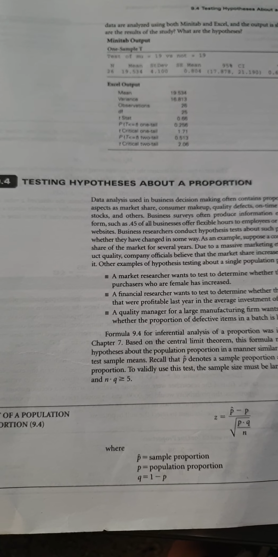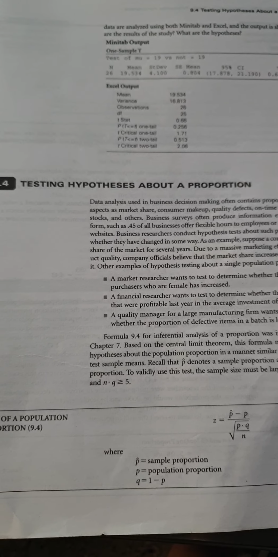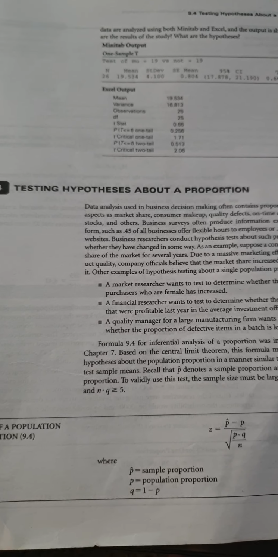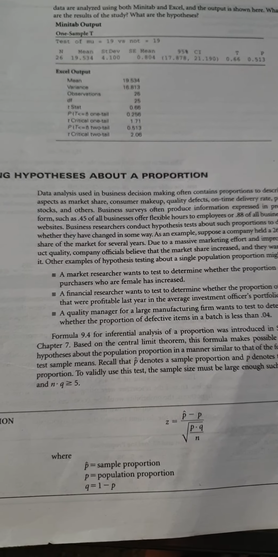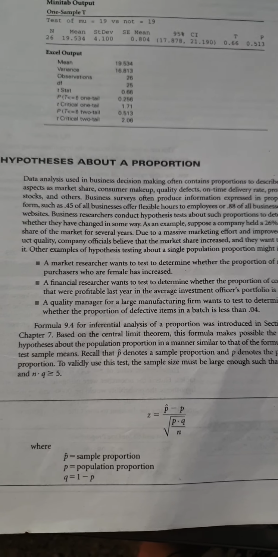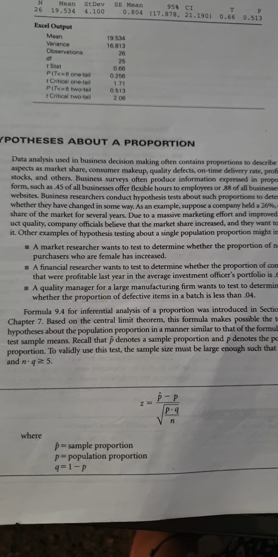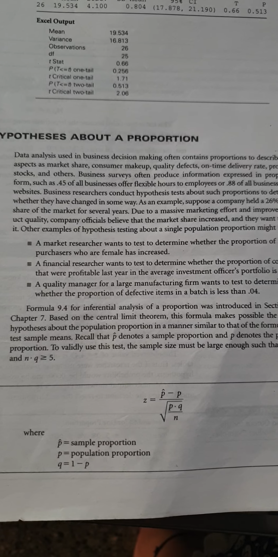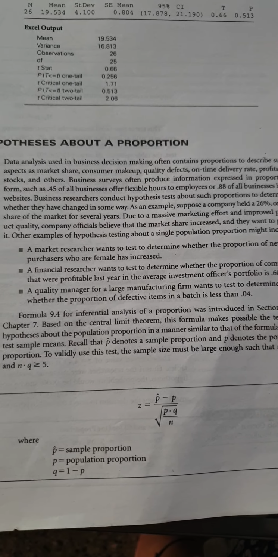Hello everyone. Now it is time for learning testing the hypothesis about the proportion. Here in the 9.4th part, in the table box they have given you the formula z equals p cap minus p upon under root p into q upon n.